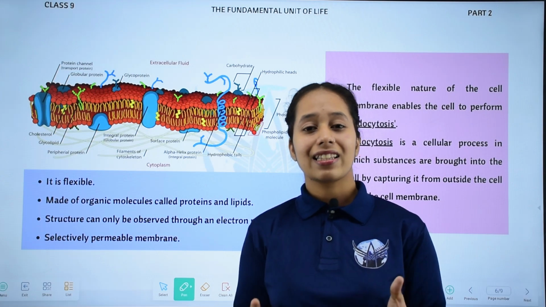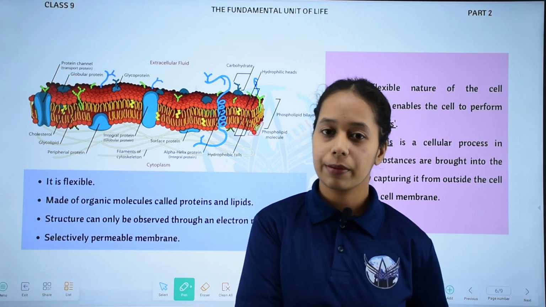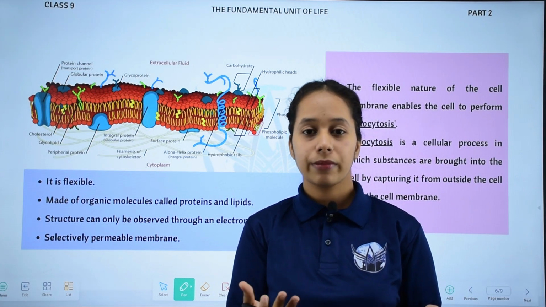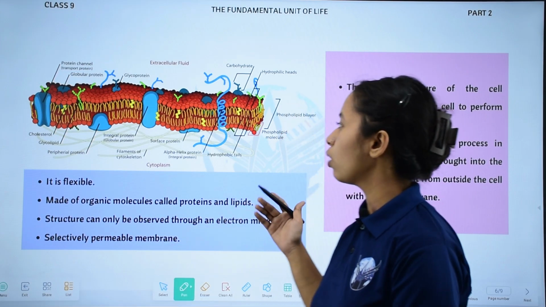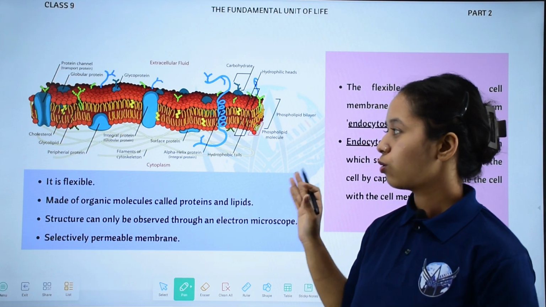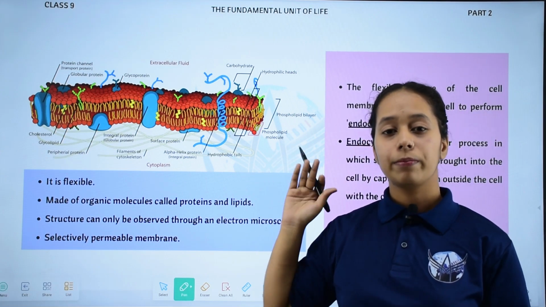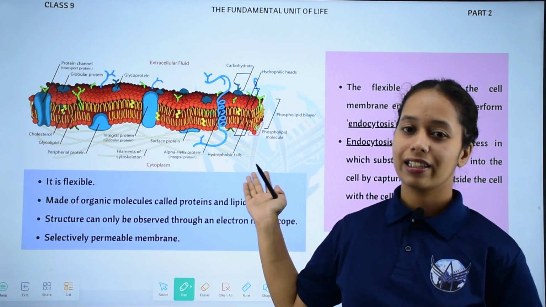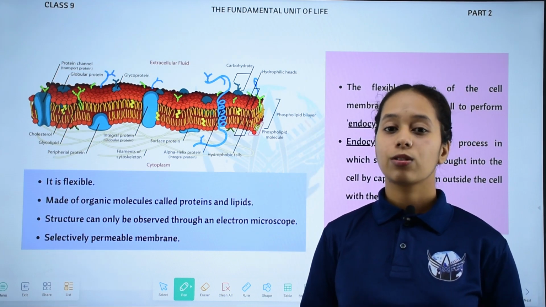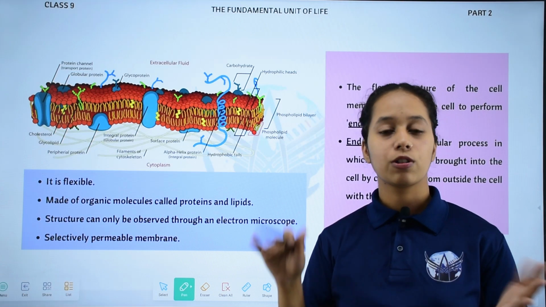Okay? In class 9, we simply need to know what the plasma membrane is and what the function of the plasma membrane is. Those things we need to know, but we do not need this complex structure. We will discuss this complex structure in our higher classes. We simply need to know that the plasma membrane is the outermost covering of a cell.